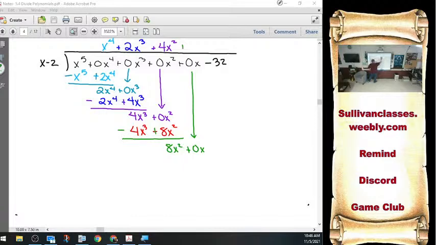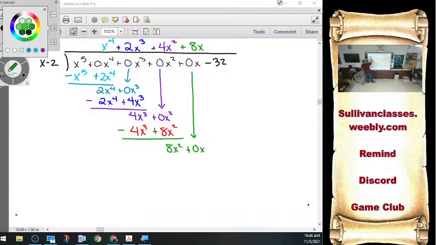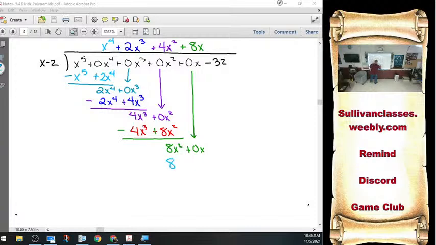8x squared divided by x is 8x. 8x times the stuff is 8x squared minus 16x. Change your signs: 16x minus 32. And one last time, 16x divided by x is 16.